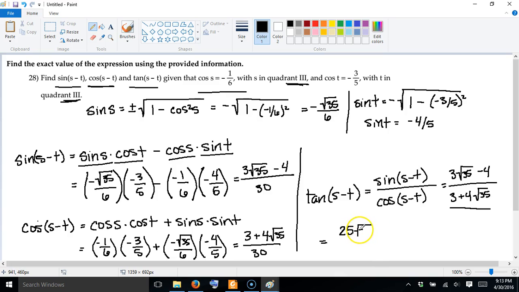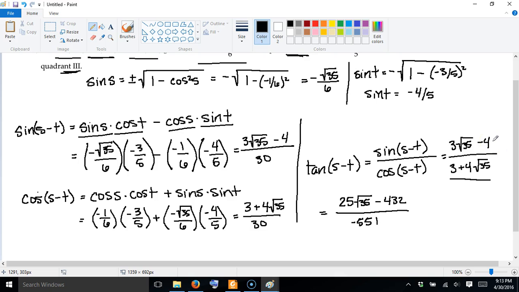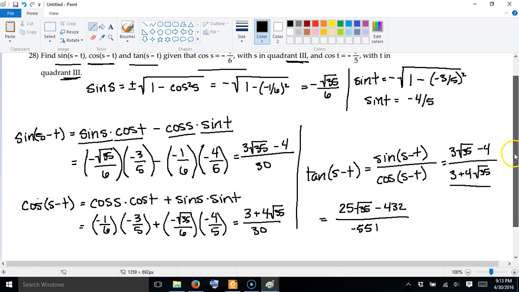25 square root 35 minus 432 all over negative 551. And there you go. That's your final answer. I will try not to make things as complicated and huge numbers as this, but I can't make any promises on the test. So there you go. There are all of your solutions to what we were asked to find in this question here.